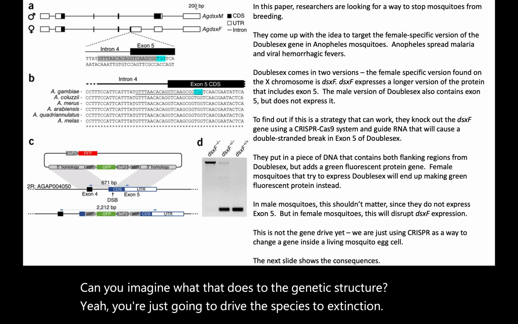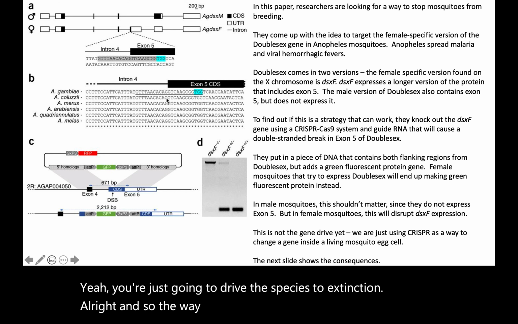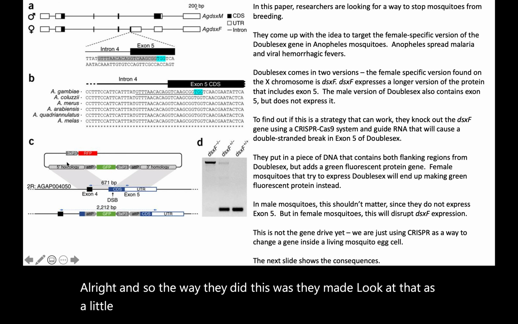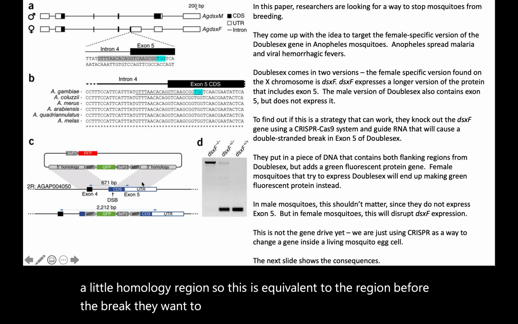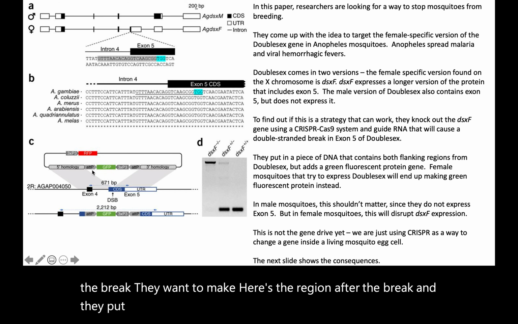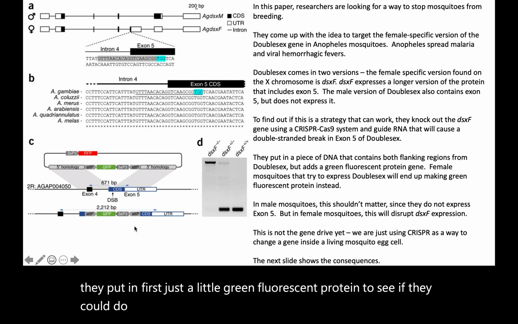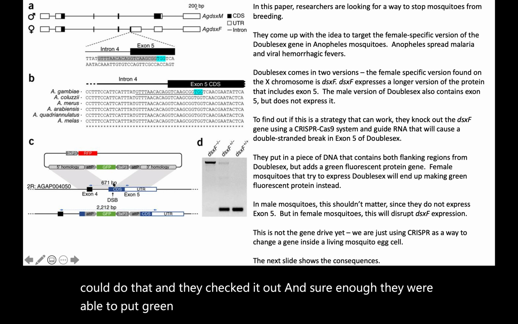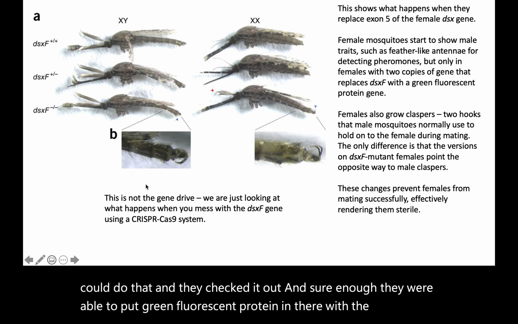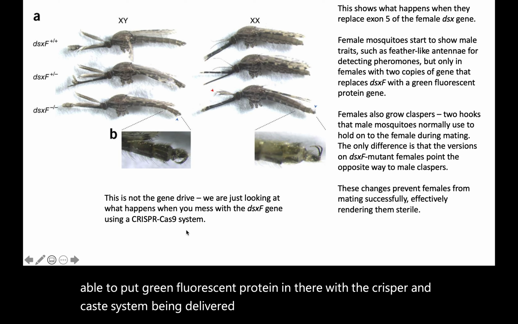All right. And so the way they did this was they made, look at that, there's a little homology region. So this is equivalent to the region before the break they want to make. Here's the region after the break. And they put in, at first, just a little green fluorescent protein to see if they could do that. And they checked it out, and sure enough, they were able to put green fluorescent protein in there with a CRISPR and Cas system being delivered from the other side.